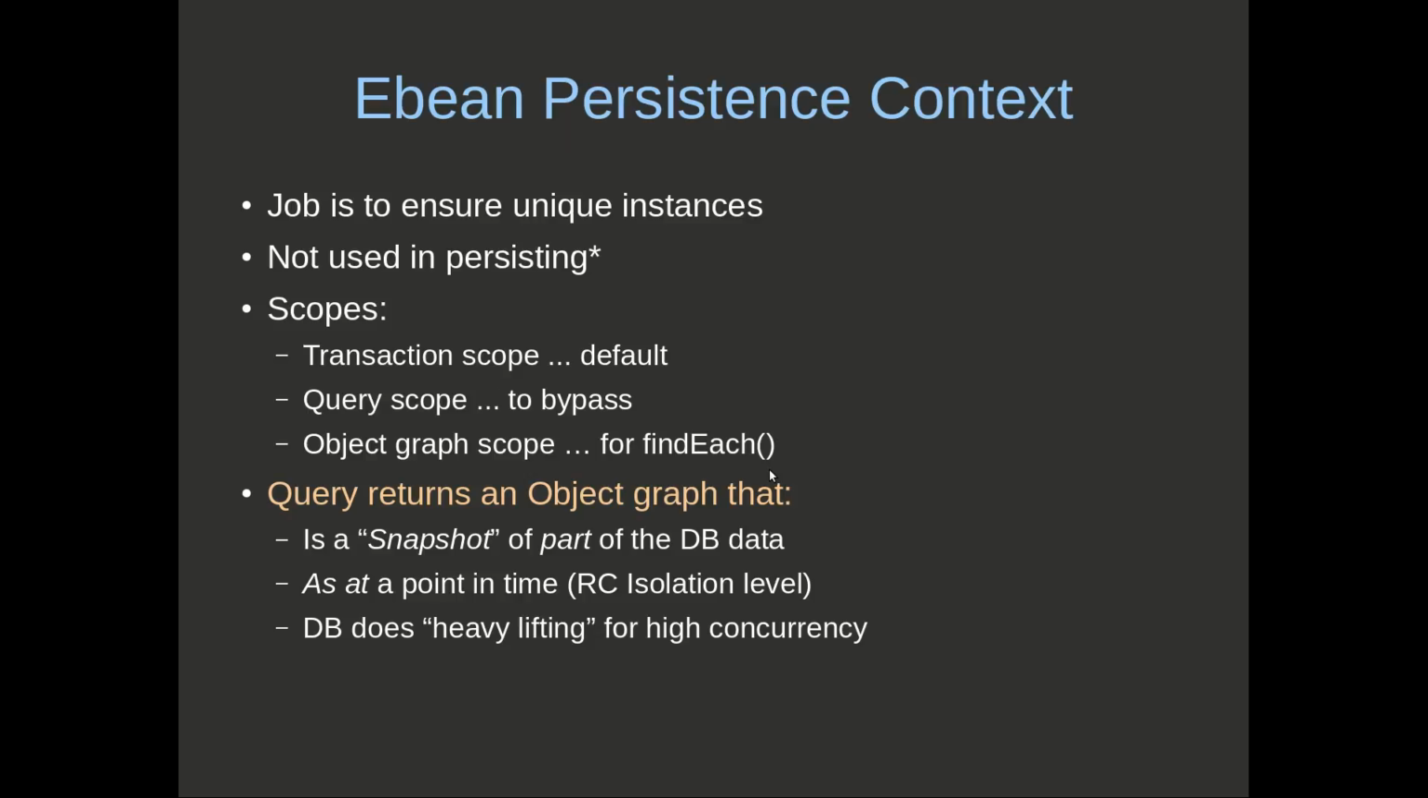So now I'm going to talk about the concept of the object graph that the query is returning, and specifically pointing out that when we use an Ebean ORM query, we're getting a snapshot of part of the data from the database, as at a point in time, by default at read committed isolation level. And the point here is that the database is doing some heavy lifting to enable high concurrency, and this is in line with what the database is really giving us.